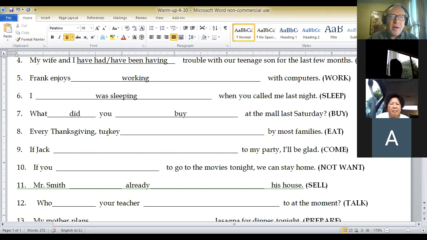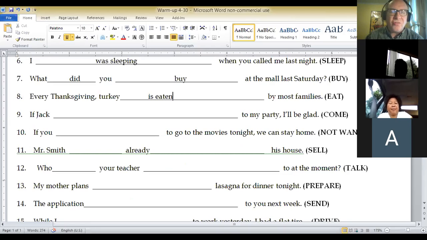Ah, number 8. Again, my 5s and 6s will recognize this. Passive voice, exactly. So every Thanksgiving turkey is eaten by most families, right? Passive voice. We'll talk more about passive voice soon in the class, but we haven't talked about it yet.